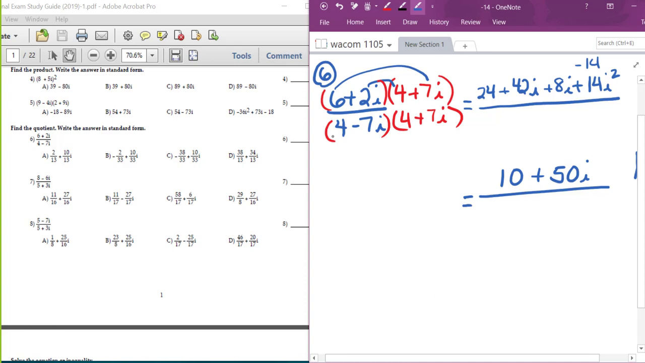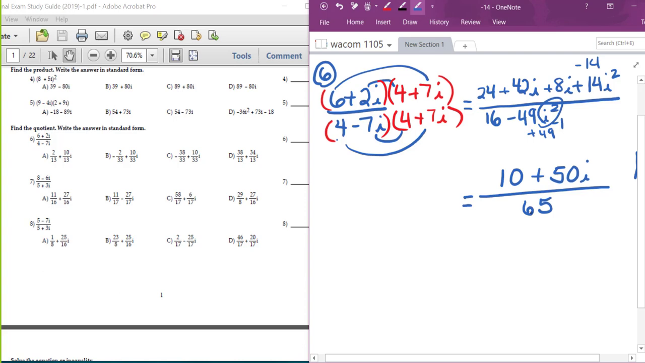Right. Now we'll do a FOIL on the denominator. And so we have 4 times 4 is 16. Outside and inside should cancel when you multiply conjugates. So this is 28i, -28i. So it does. So I'm not going to write that part. I just wanted to make sure. Then I have minus 49i squared. i squared is -1 times 49 will make plus 49. So 16 plus 49, 65.